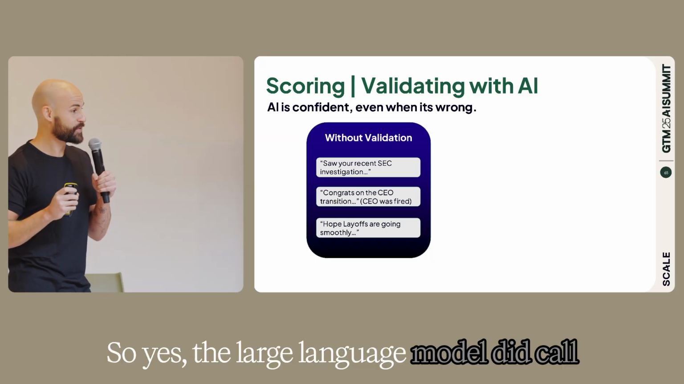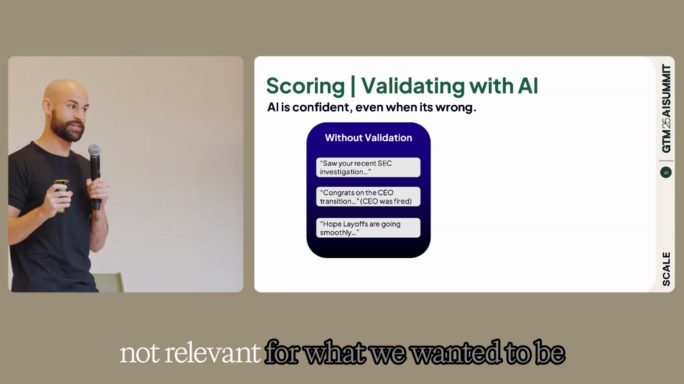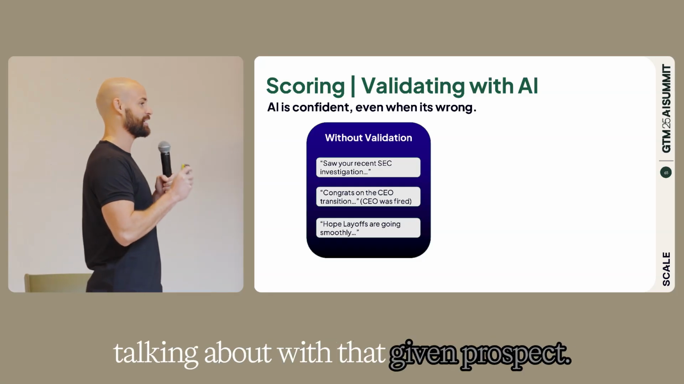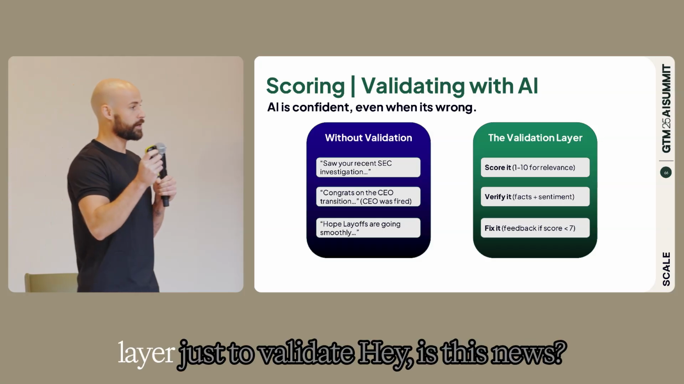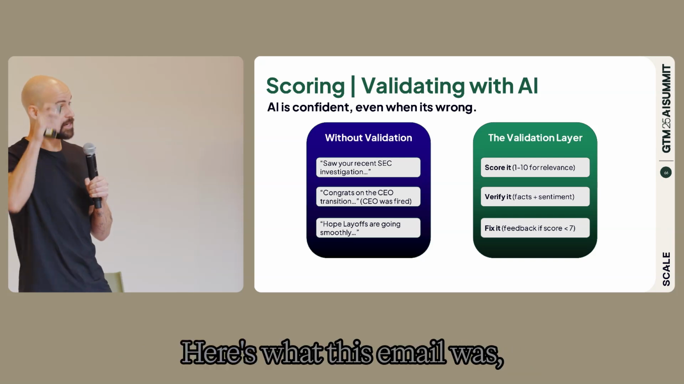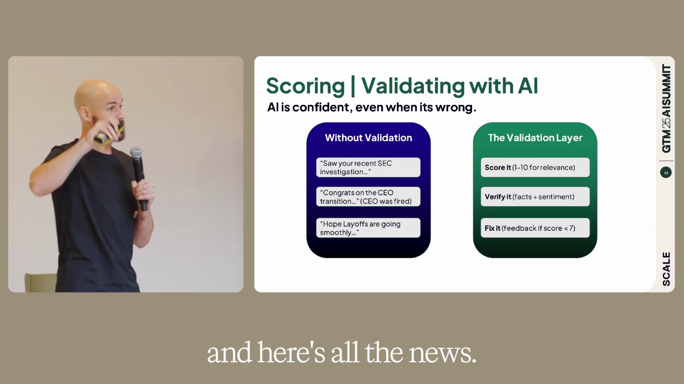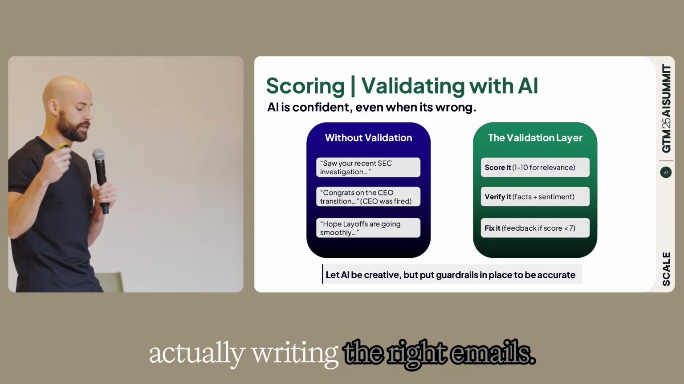So yes, the large language model did call out news that was important, but it was not relevant for what we wanted to be talking about with that given prospect. By introducing this additional layer just to validate, here's the information about the person, here's what this email was, and here's all the news, is that actually appropriate to call out? We can ensure that we're actually writing the right emails.